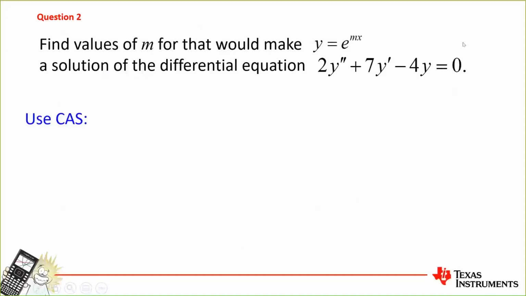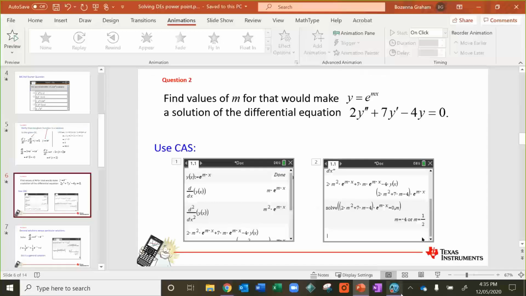But we look at another question now, where you could have a question like this in exam 2 as one of the multiple choice answers. So this time we have: find the values of m for which this function, y equals e to mx, is a solution of a differential equation. So what we'll do here now, we assume that we do have a calculator. So let's go to the calculator.